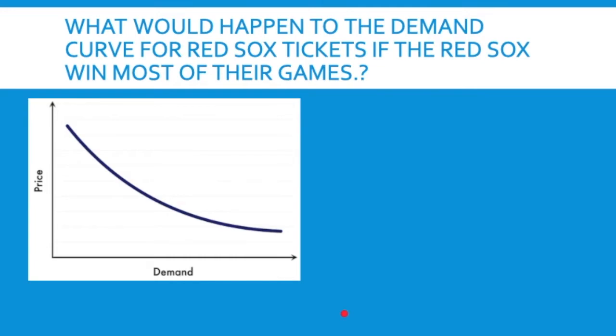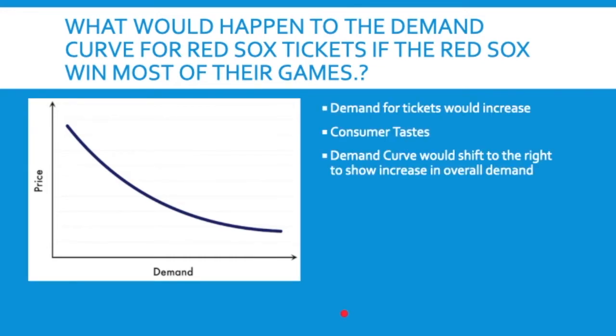The Red Sox win more games. The demand curve would increase because of consumer taste. People would have more interest in watching the Red Sox. Fewer people are going to want to buy a $1,000 ticket if they stink and are not going to win any games, and even down to the $50 seats, fewer people would want to buy those. But if they're winning their games, the demand for tickets would increase because of consumer taste. This whole line would shift to the right.